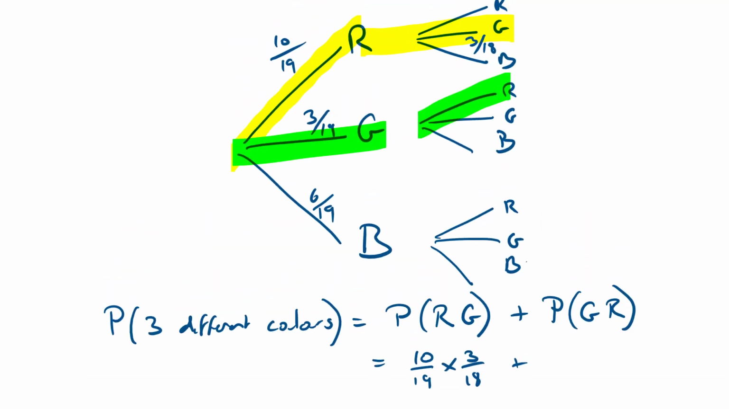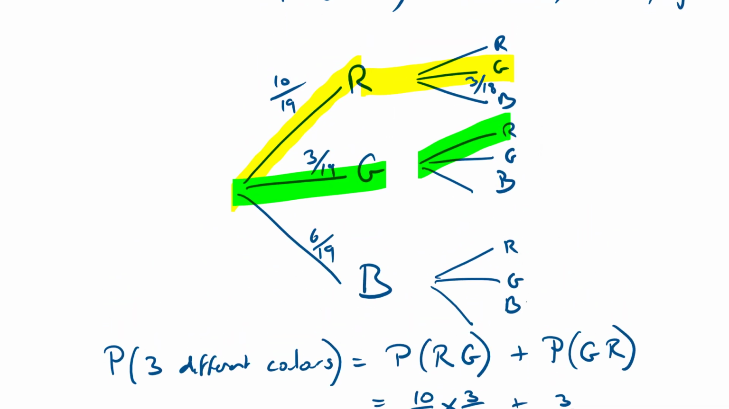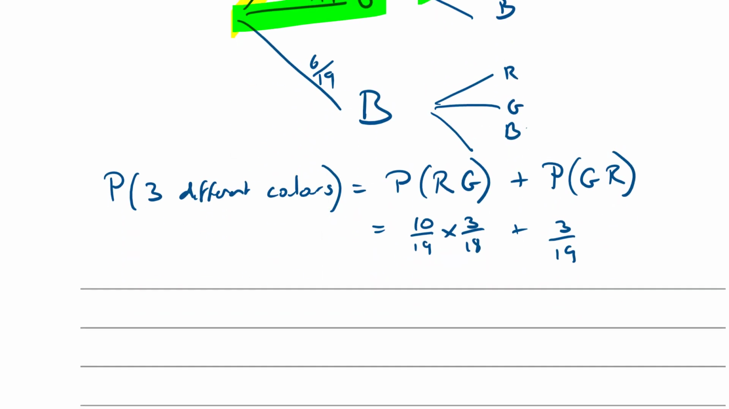Plus, if I went down the green route on my second selection, that has a probability of 3 over 19. And then the red route, there would still be 10 red ones left out of a total of 18. So that's going to be times 10 over 18. Okay, so I've got 10 19ths times 3 18ths plus 3 19ths times 10 18ths.